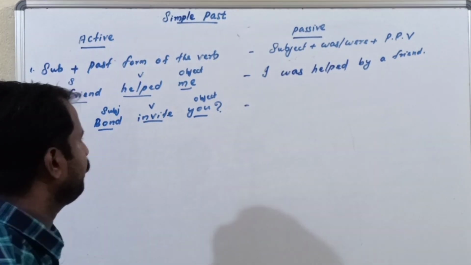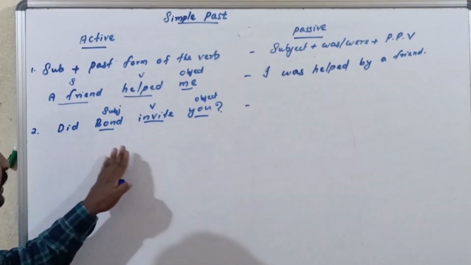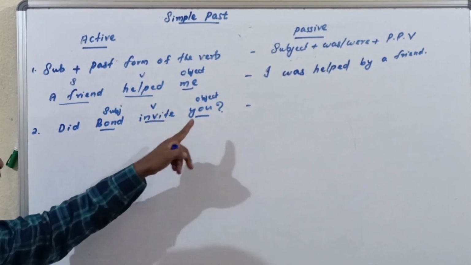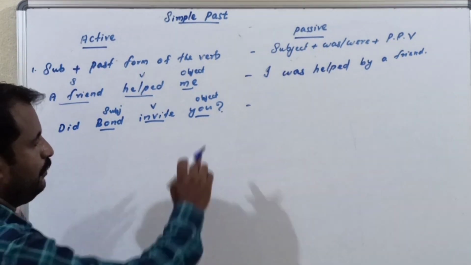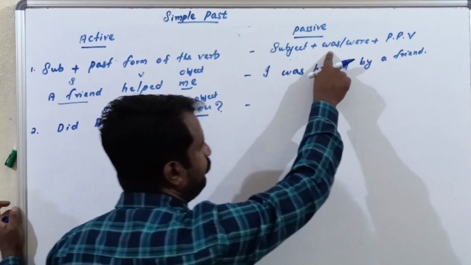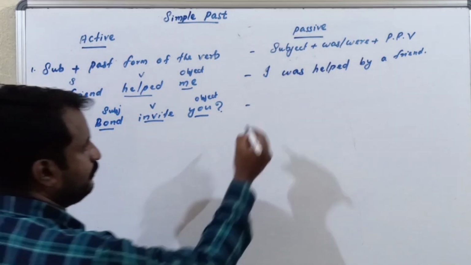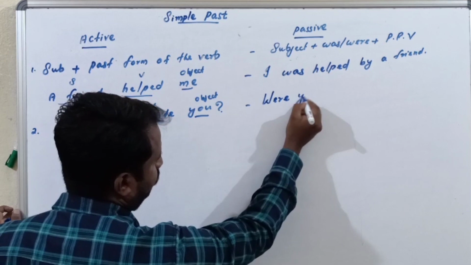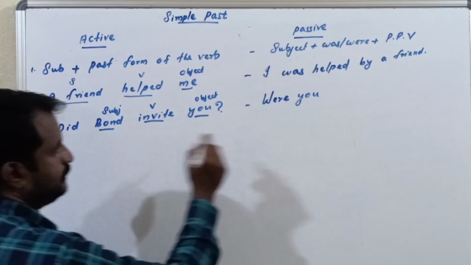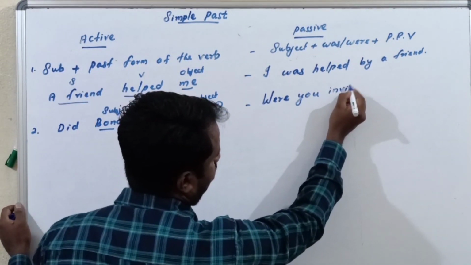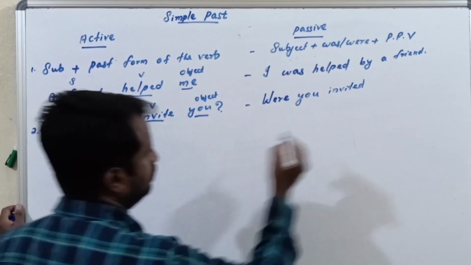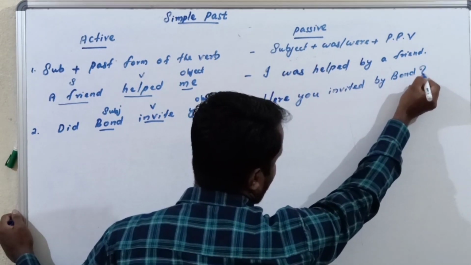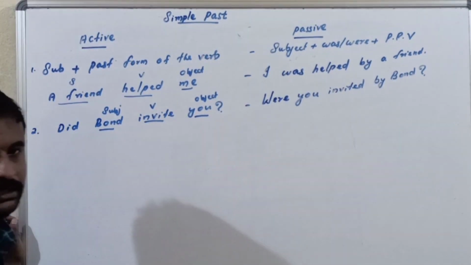Okay, did Bond invite you? So who invited you? Bond. So here the subject becomes the object, and the object becomes the subject. Which becomes the subject? You. Which is suitable for you, was or were? Were. It is an interrogative one, so begin with were. Were you invited by Bond? And it was an interrogative, so don't forget to give the question mark.